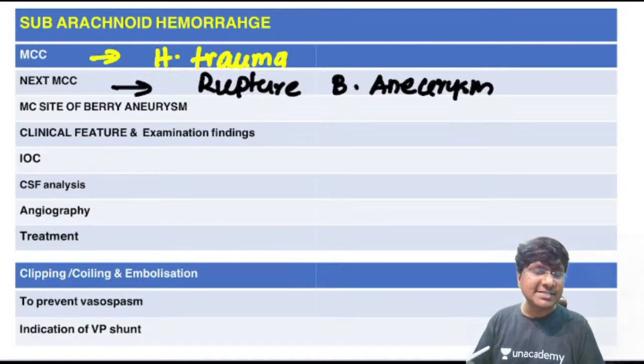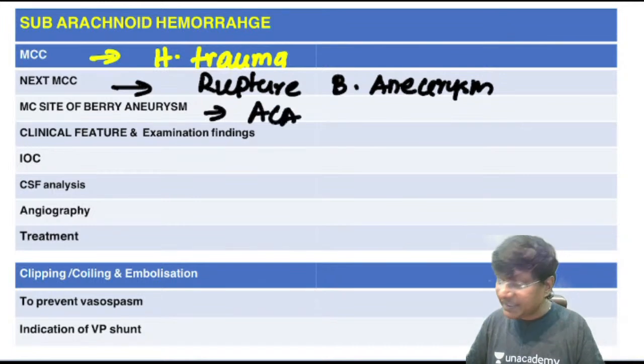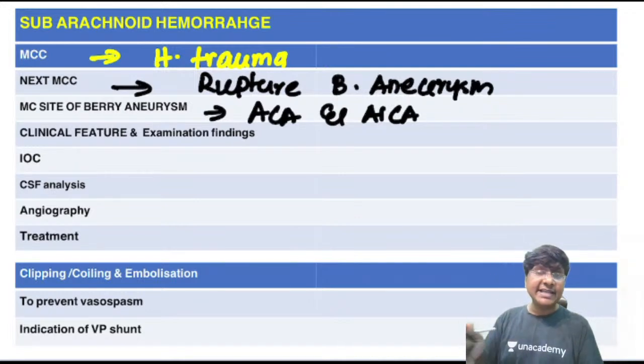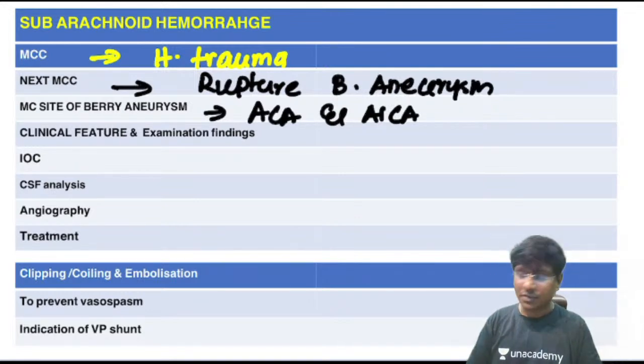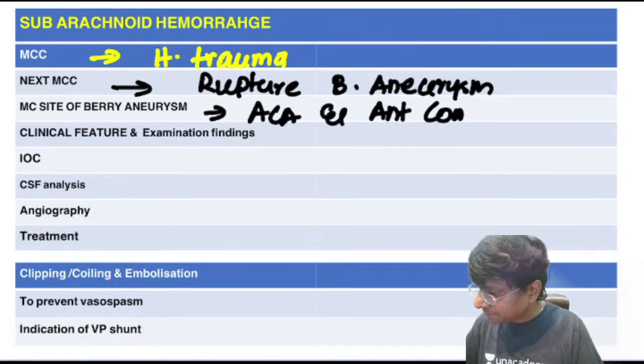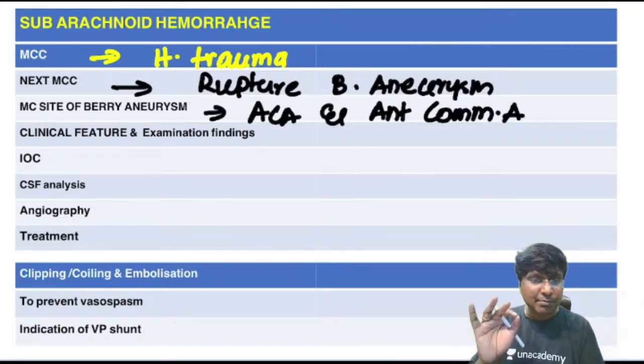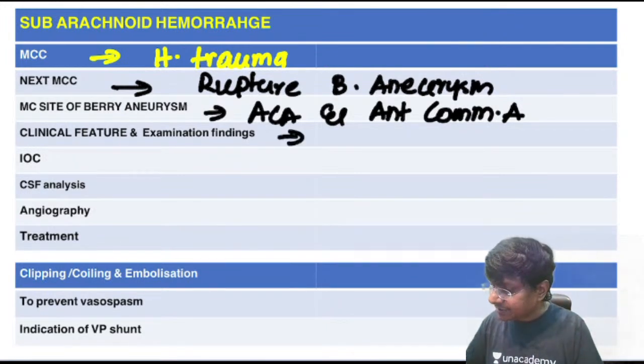Then what is the most common site of berry aneurysm? The most common site is at the junction of the anterior cerebral artery and the anterior communicating artery, not cerebellar artery, I'm sorry. At the junction of the anterior cerebral artery and anterior communicating artery, that is the most common site of berry aneurysm. Now, what will be the clinical feature?